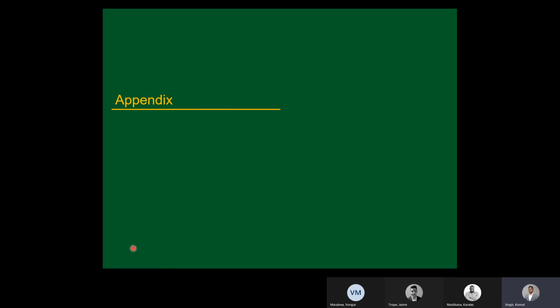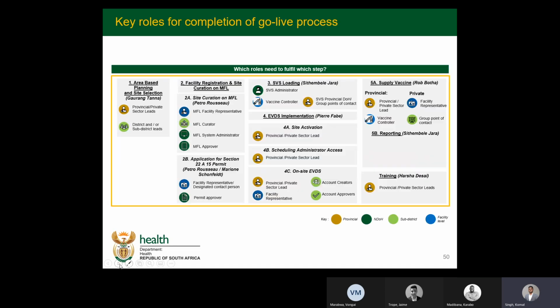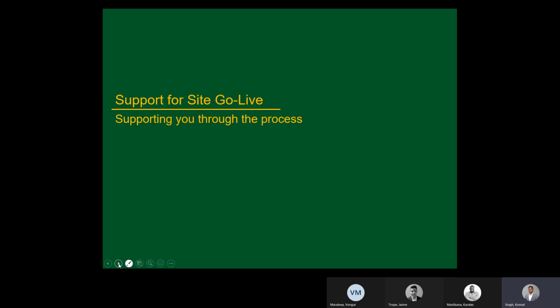Please note there's an appendix, so I'll just take you through that quickly. So the appendix takes you through the site go live process and steps to complete ahead of the site go live for a particular site. And this is basically a summary of that. You can go through the document, through the training module that's found in the HIS support, as well as the key roles for completion of the go live process. And this basically informs you of the various roles needed to fulfill on which step as well. This can be found in the HIS support channel.